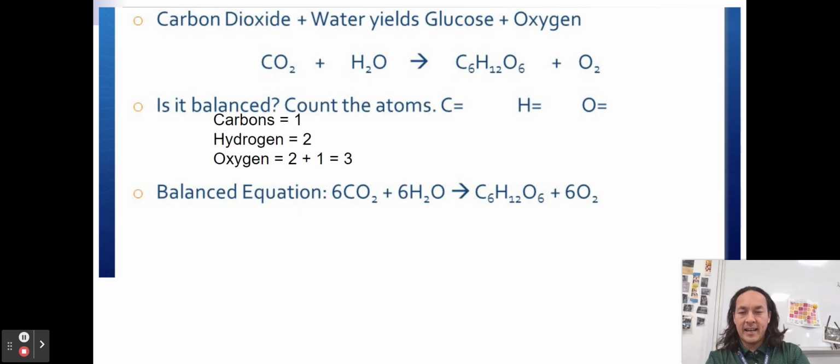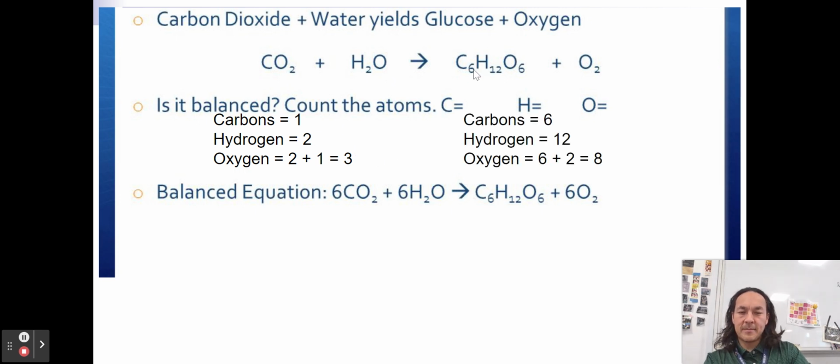If I'm looking at this one up here, I'm seeing 1 carbon. Here I'm seeing H2O. I'm seeing 2 hydrogens. And the trick here is I need to add the oxygens in both molecules. I'm seeing 2 oxygens here. And if there's no number, it's understood to be 1. So I'm seeing 1 here. 2 plus 1 is 3.